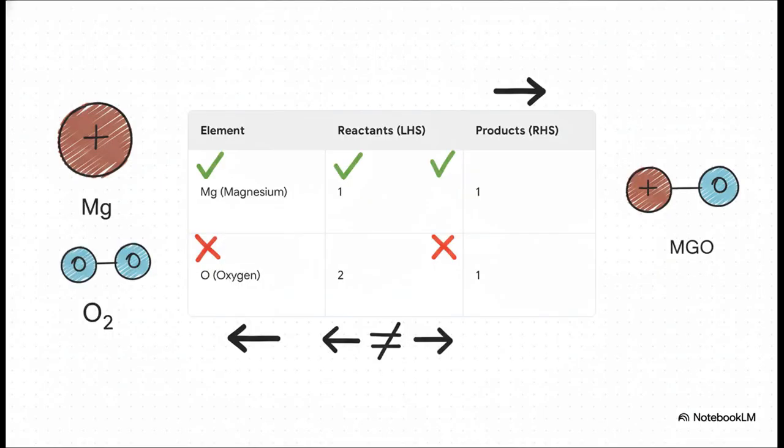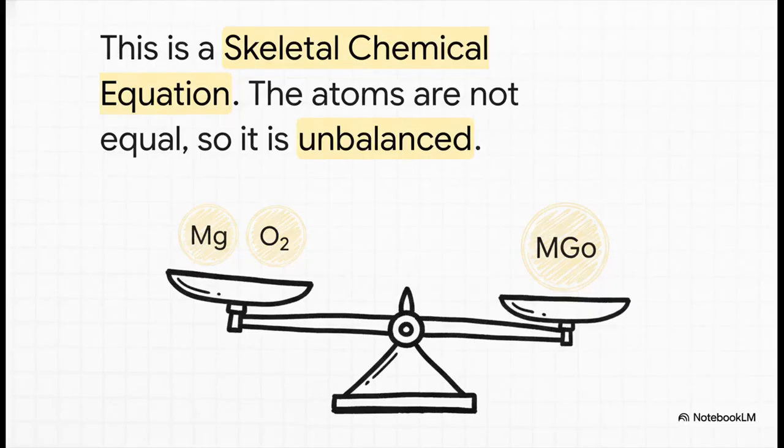All right, have you counted? Let's check our counting together. For magnesium, that is Mg, we have one atom on the left and one atom on the right. Okay, that seems fine. But now look at oxygen, O. On the left side, in the O2 molecule, we have two atoms, but on the right side, in MgO, we only have one oxygen atom. They do not match. An equation like this, where the number of atoms of each element is not equal on both sides, is called a skeletal chemical equation. We can also say that it is an unbalanced equation.